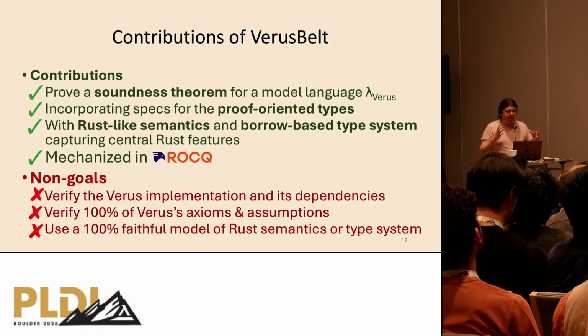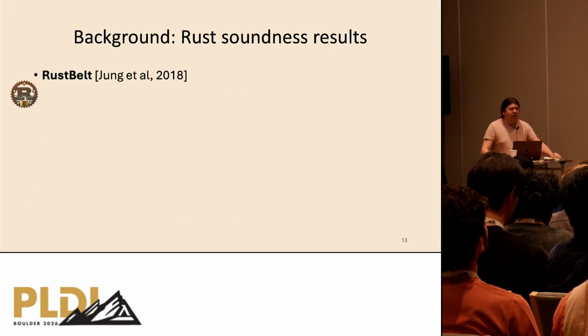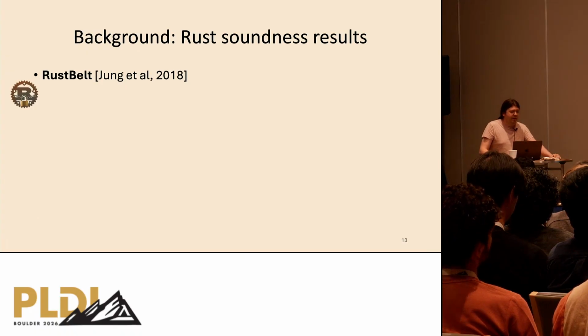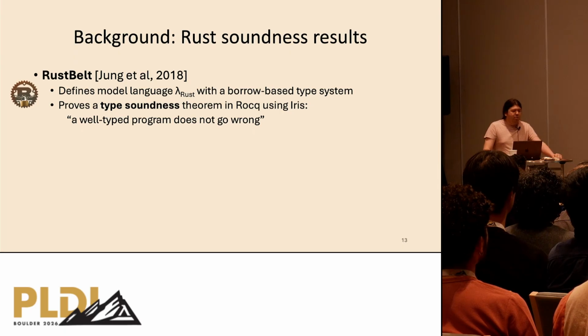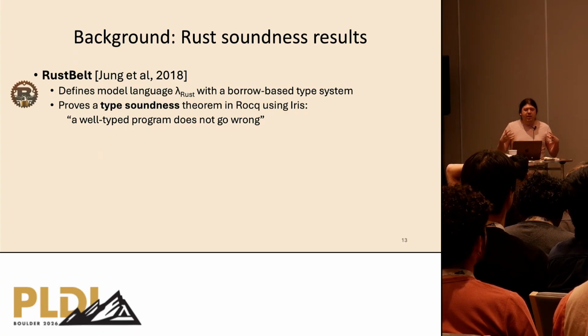So to explain how we do this, let's start with some background on Rust verification. So let's start with RustBelt from 2018, one of the seminal works in the Rust verification space, which defines a model language called lambda Rust with a borrow-based type system. And it proves a type soundness theorem in Rocq using the Iris separation logic, which essentially says that a well-typed program does not go wrong.